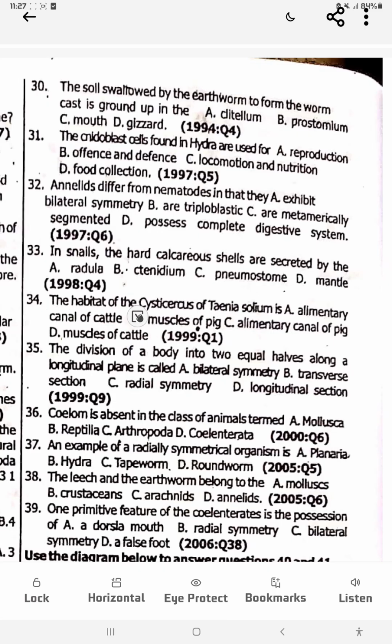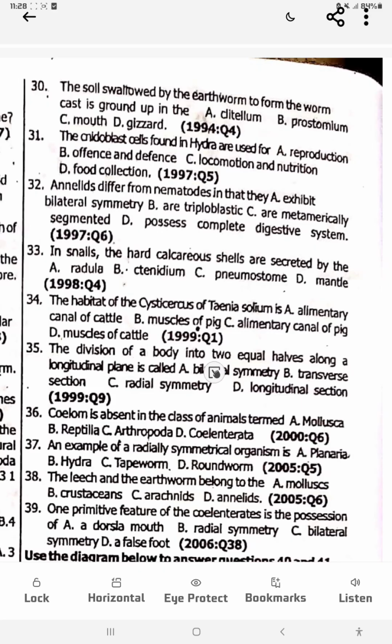34: the habitat of the cysticercus of Taenia solium, you will see on the muscles of, wait, Taenia solium, my bad, sorry. Taenia solium is the measle of a pig, while Taenia saginata is the one of cattle. Don't forget. 34 is option B.